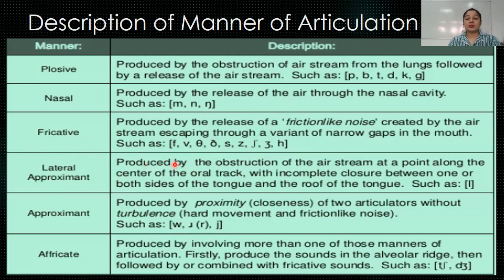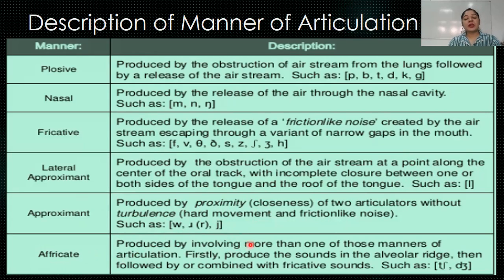Lateral approximant, produced by the obstruction of the air stream at a point along the center of the oral tract, with incomplete closure between one or both sides of the tongue and the roof of the mouth, like l. So air is coming from the sides also. Approximant, produced by proximity, closeness of two articulators, without turbulence, hard movement and friction-like noise, like v, r, j, sorry, y.